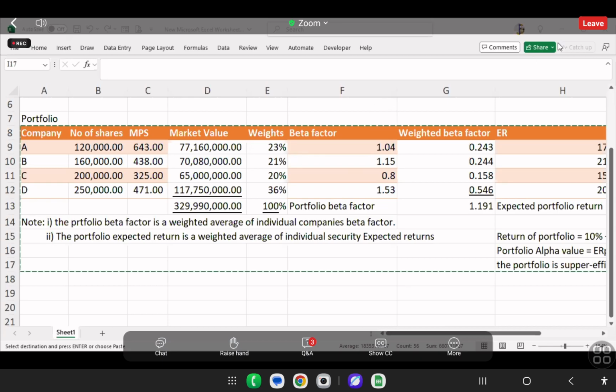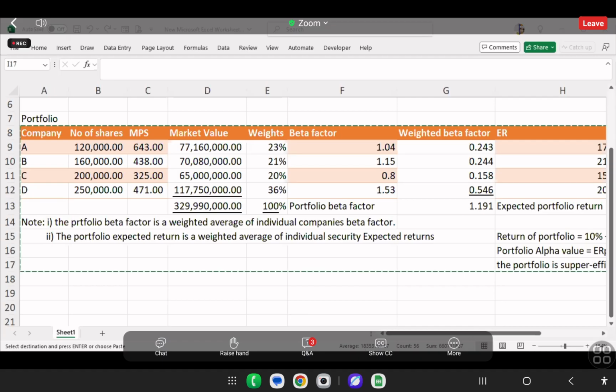For those who are asking where I got the market value, it is the market price per share multiplied by the number of shares held in each company. That's a question I see someone asking. If that is the case, that's correct. I think we can go ahead and respond to the next question.